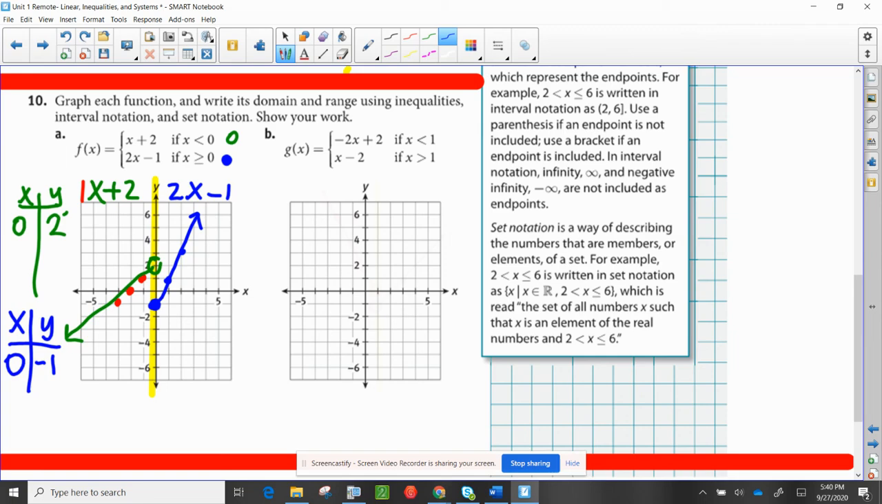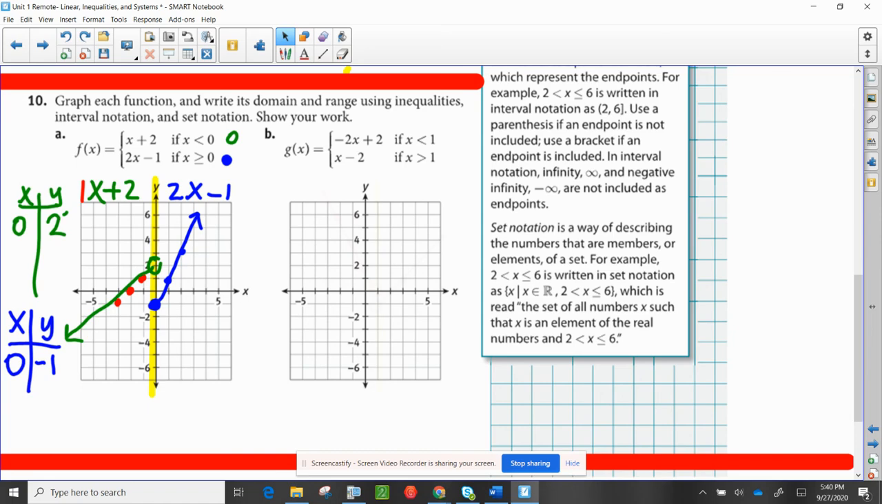So those are the 2 ways I've showed you how to do it. On the first slide, we made an XY table and we picked multiple points. Remember, you always have to pick the fence because you have to know where your open and your closed circles go. I could have picked more x values less than 0, like negative 1, negative 2, plugged them in, plotted the points. That's fine. But as long as you know what's happening on the fence, you can put those circles there and then use the slope to direct you for the rest of the line. So if you're good at graphing, you can try that too.